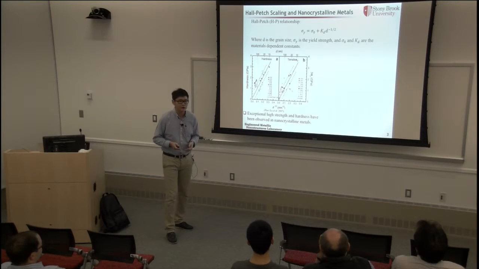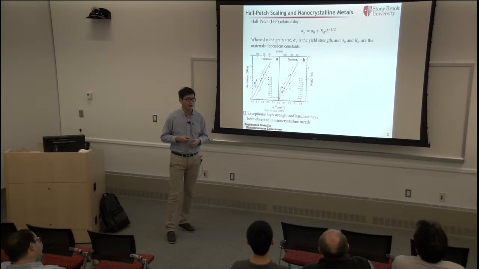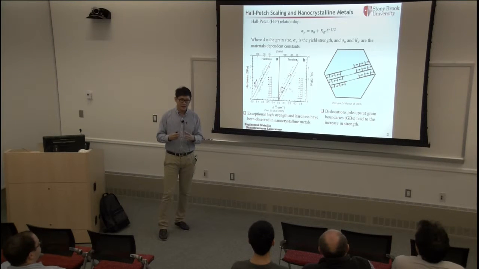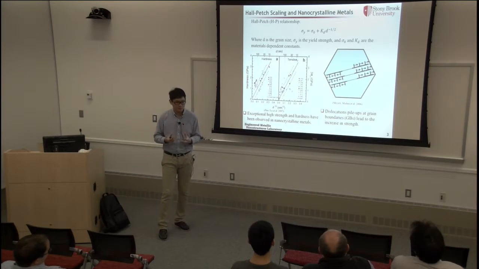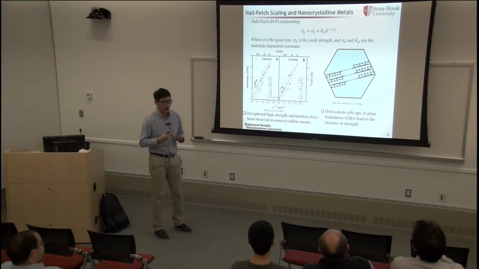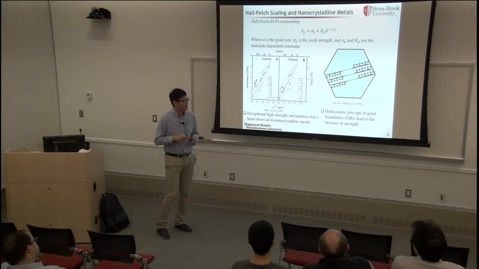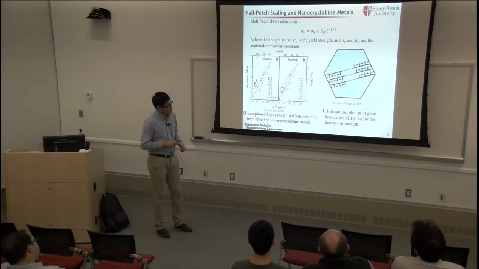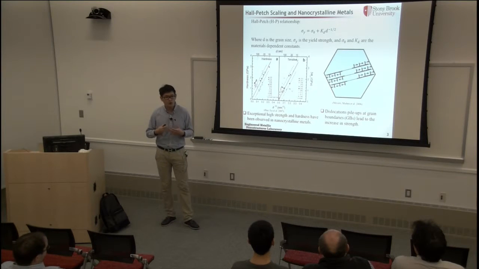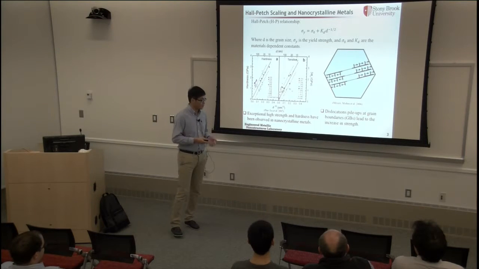So what's the reason for this strengthening at the nanoscale? We know that with a smaller grain size, we have more grain boundaries. So dislocations moving across the grain boundary becomes harder. There's going to be a dislocation pile-up at the grain boundary, causing strain concentration. And this strain concentration will lead to further hindering of the dislocations.